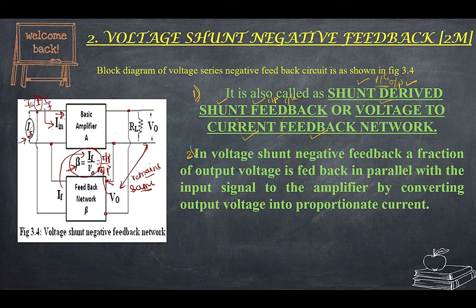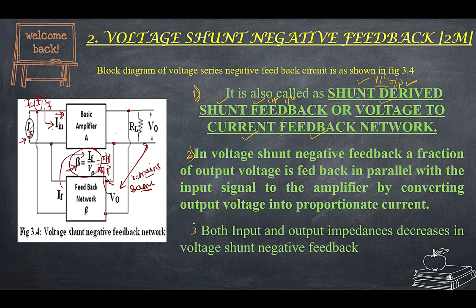Second point I can say, in voltage shunt negative feedback, you know resistance in parallel decreases. So here the input as well as output both are parallel connections. Both output and input impedances decrease. That is the next point. I'll come to this later. So the next point is both input and output impedances decrease since both input and output connections are parallel.